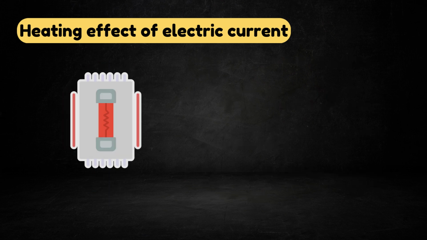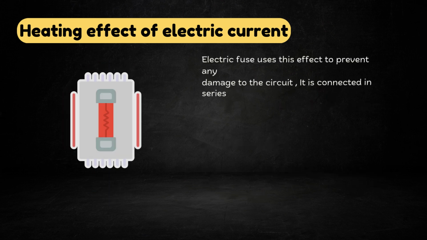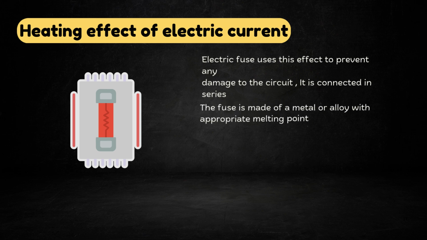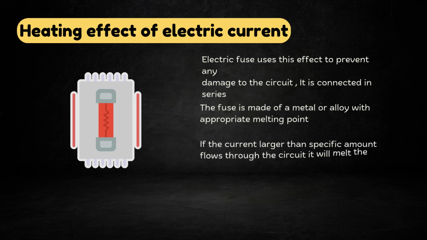Another use of this electric heating effect is the electric fuse, which uses it to prevent any damage in the circuit. It is connected in series to the circuit, and it is made of a metal or alloy with an appropriate melting point. If current larger than the specified amount flows through the circuit, it will melt the fuse and break the circuit.